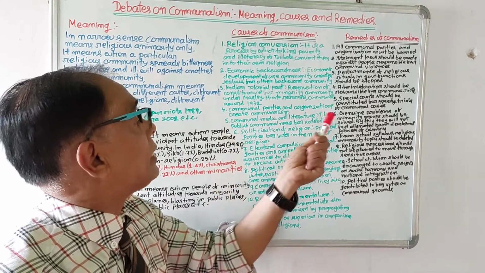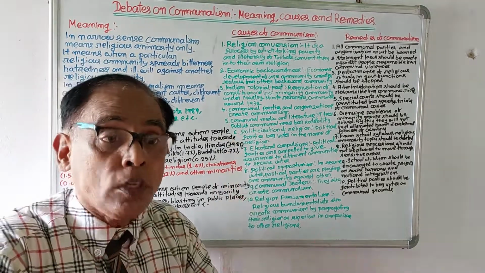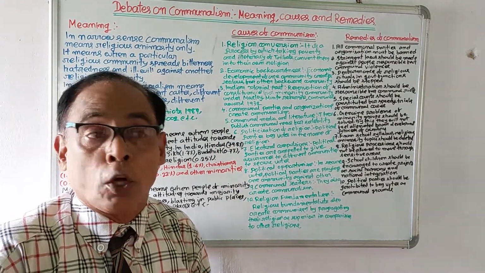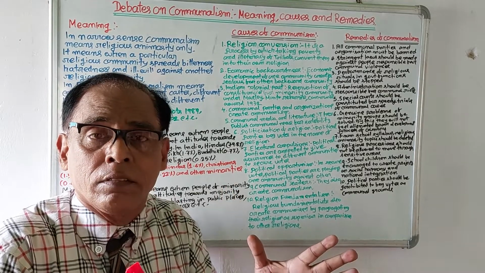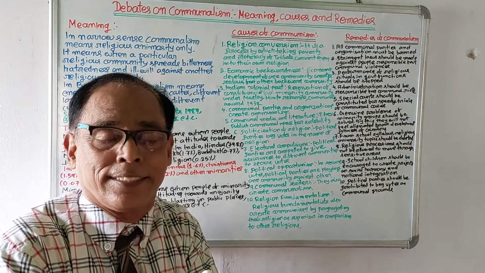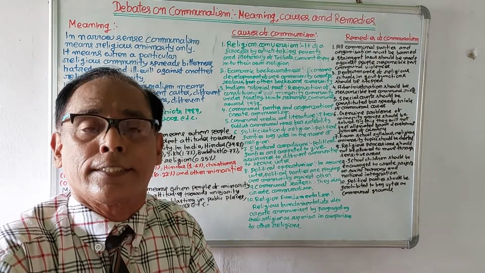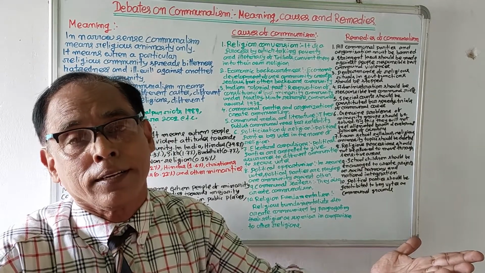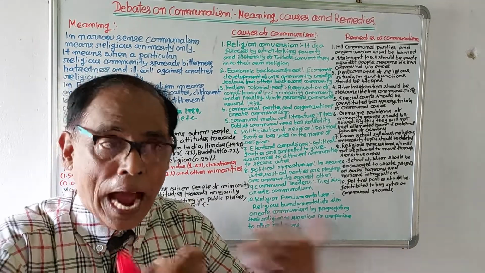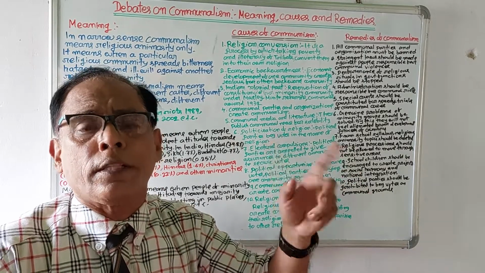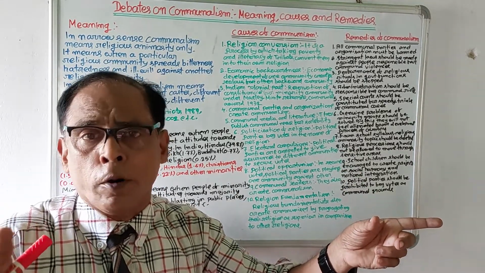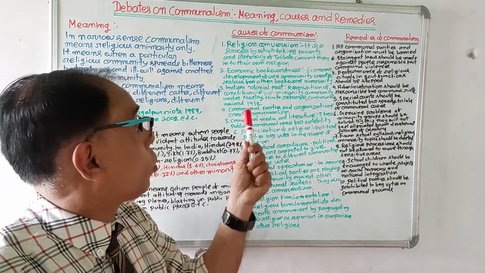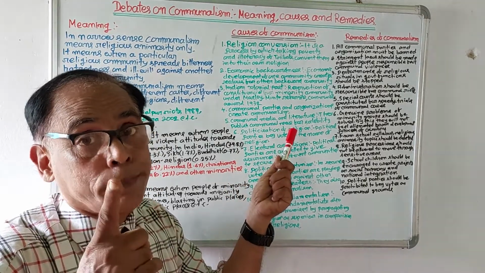Number four, communal parties and organizations. Sometimes communal parties and organizations create a feeling of communalism. They promote communal feelings. They propagate the idea that their community is superior to other communities. Whenever an idea is propagated that this community is superior to other communities, definitely people of other communities will feel differently. So communal parties and communal organizations are responsible for communalism.